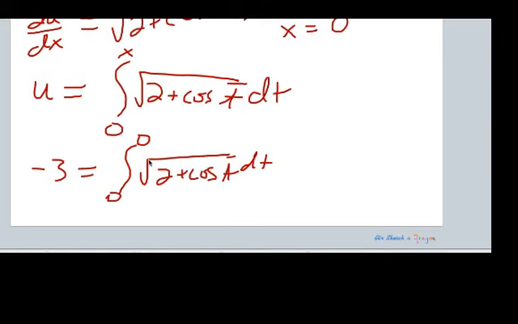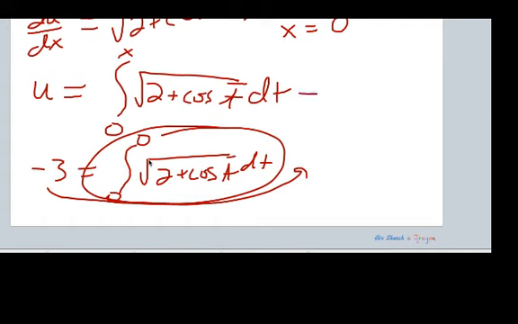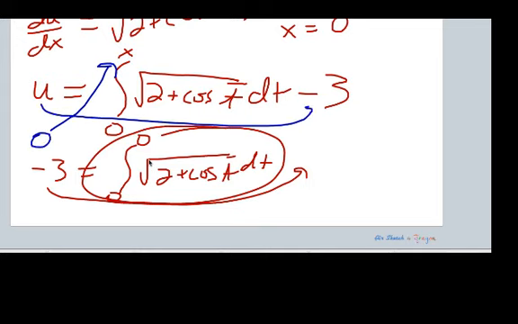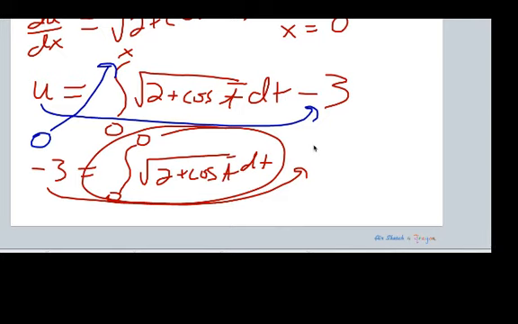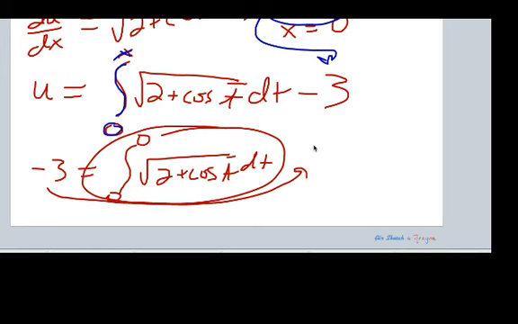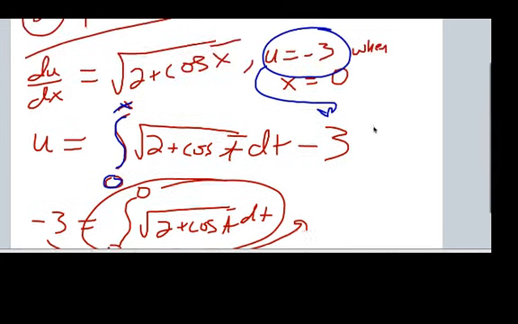All right, and we know that this integral over here has to be 0. So in order for this function to be -3, we've got to subtract the 3 from the function, so that when I plug in 0 for x, I get u is -3. Generally these problems are actually pretty simple. Just take the function, put it into the fundamental theorem, and then tack on whatever this value is on the end.